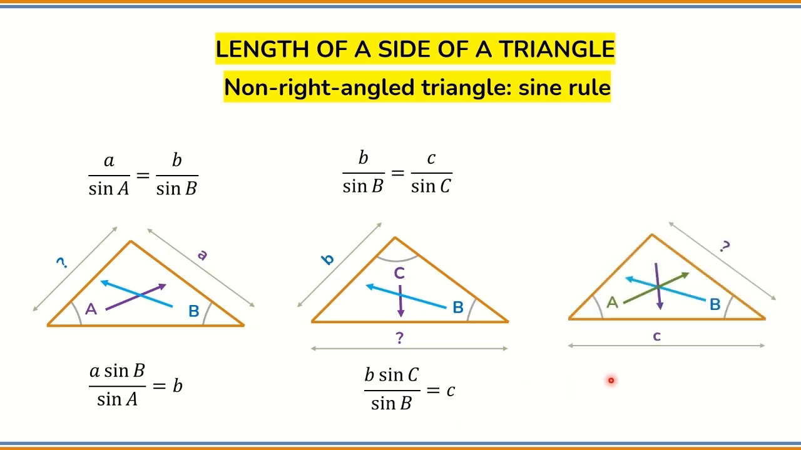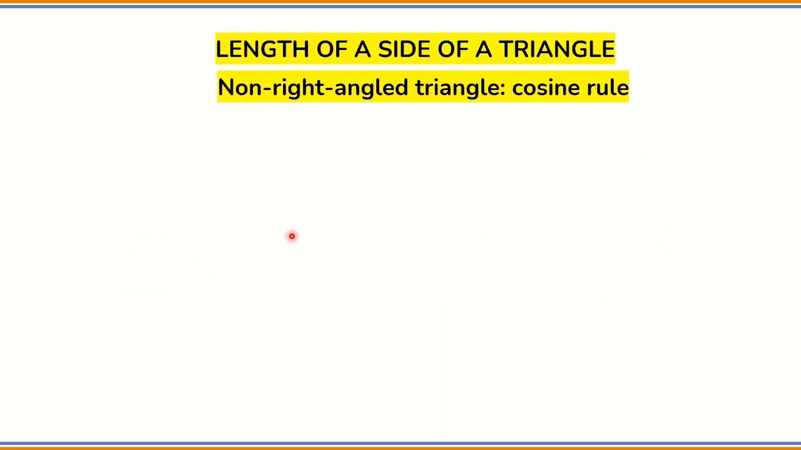In this last example, we know angles A and B and side C. Here the three pairs of letters are involved, so we won't be able to use the sine rule. Remember, when we apply the sine rule, we focus on just two pairs of sides and their opposite angles. We can also use the sine rule to work out a missing angle, but this time we will focus on the sides.